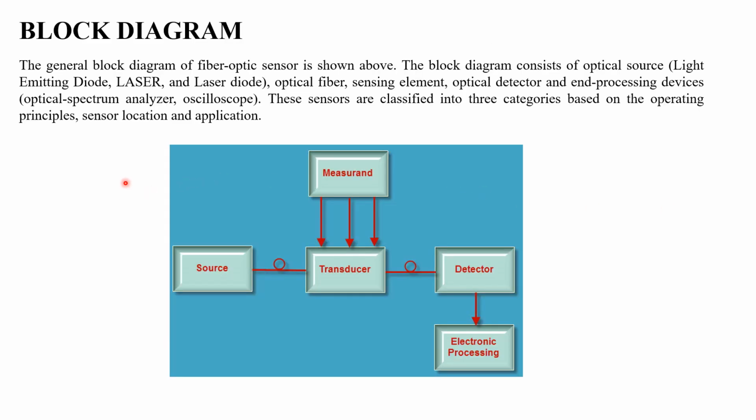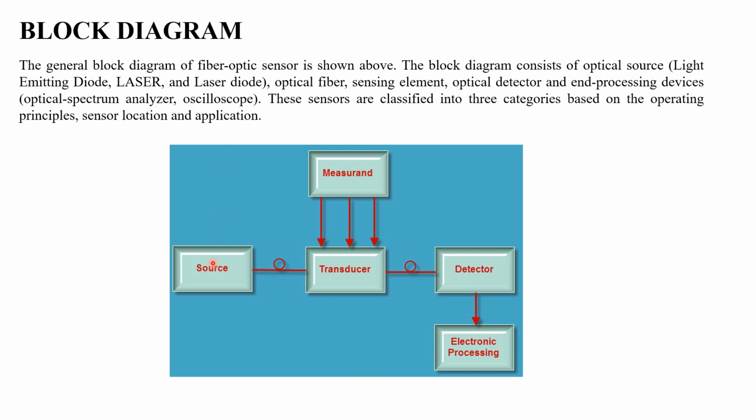Now in this picture, we will see the block diagram of a fiber optic sensor. In the block diagram, you could see that the optical source is a main component. So you have a source here, which is a light emitting diode; a laser diode can be used. Next, definitely you should have an optical fiber sensing element. You could see the optical fiber and sensing element. An optical detector is there, and processing devices, which may be an optical spectrum analyzer, oscilloscope, etc.